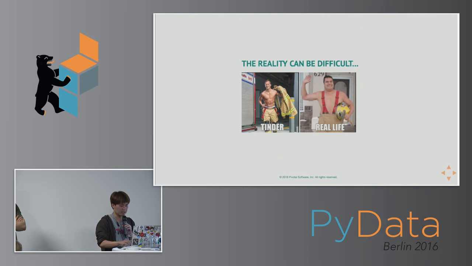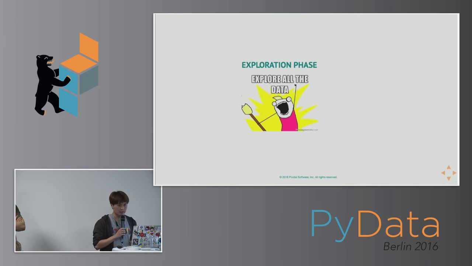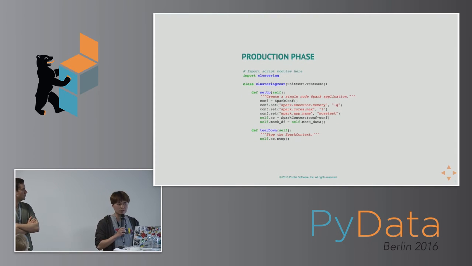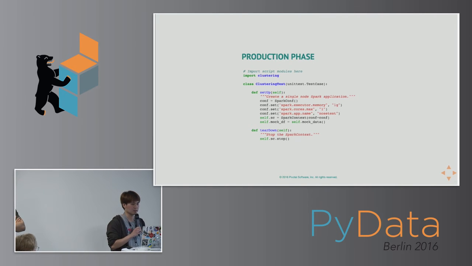And what we do is we divide our project into two phases. So we have an exploration phase and a production phase. And in the exploration phase, we experiment with a lot of models. We use an IPython notebook, and during this phase we also know what we want to test. And in the production phase, we start to put things into scripts, right? Because in scripts you can automate more, and there we also start to write the tests first.